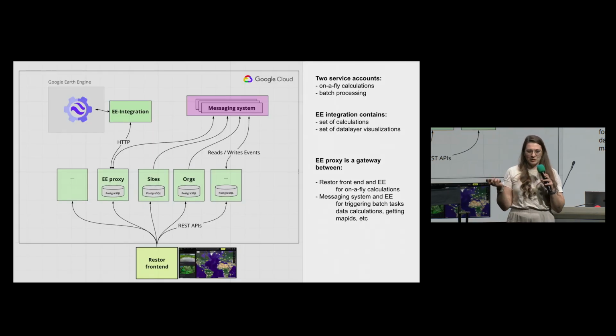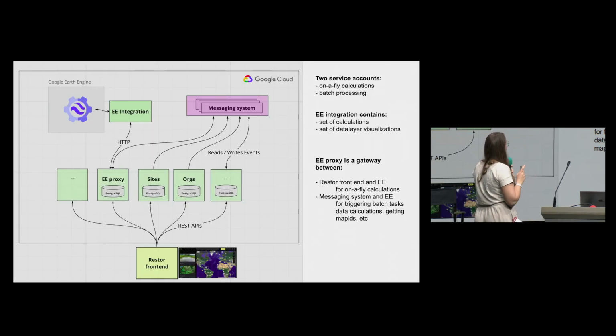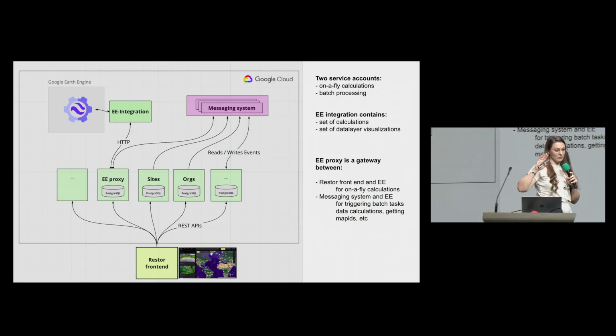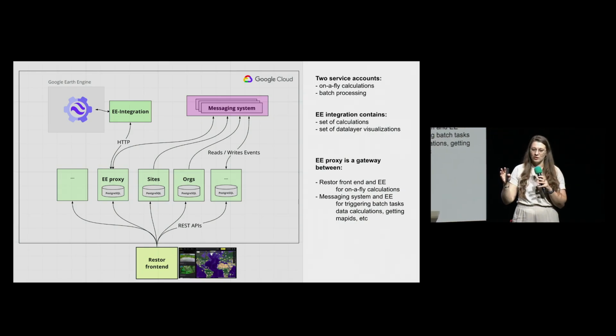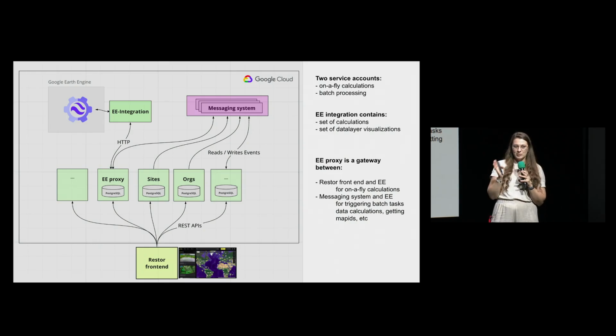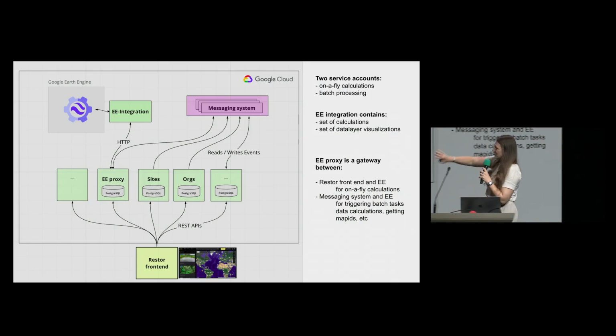But I'm here to talk about architecture, so very, very quickly. We use 2 service accounts for the on-the-fly calculation. So when you draw a polygon and the numbers are pulled, this is a separate queue and a separate way to talk to the Earth Engine. And then batch processing, where we do some logic on how to package those polygons. So this is a front end.